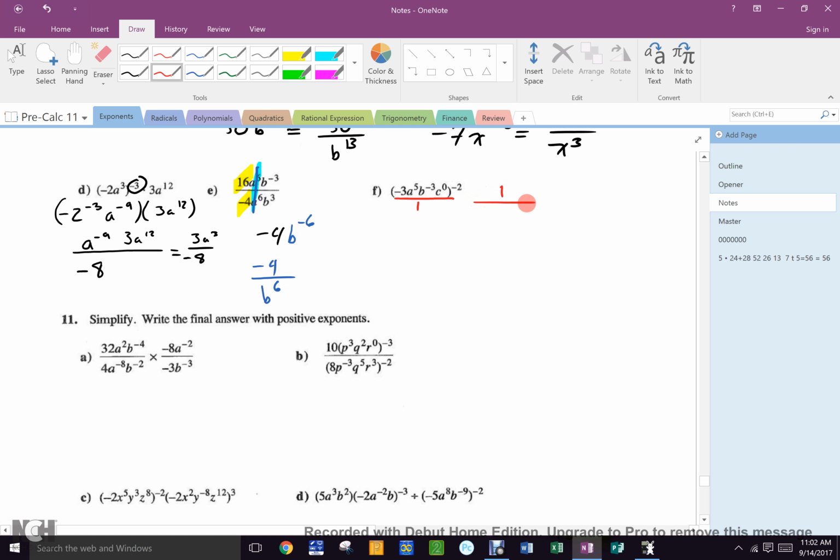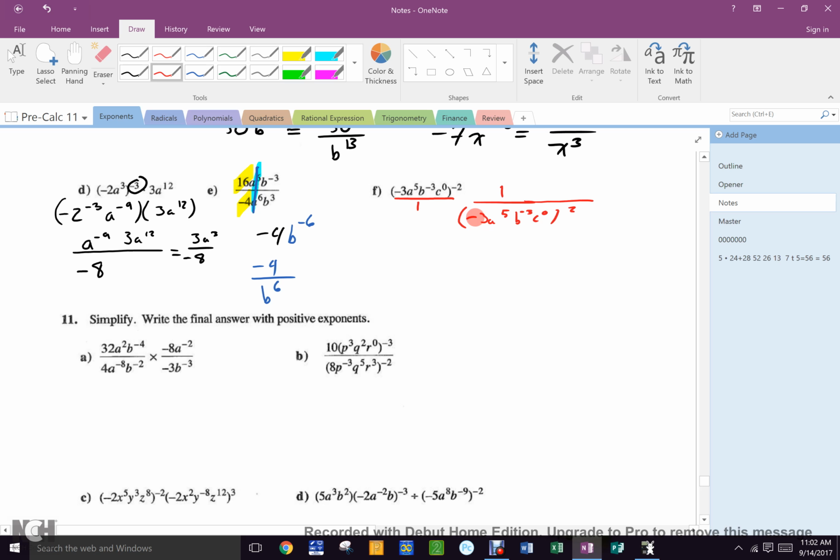Positive 2, because I reciprocated. Now, does that positive 2 affect that negative 3? What does it give me? What is negative 3 squared? Not negative 9, just positive 9. 2 and 5 is a to the 10th. 2 and negative 3 is b to the negative 6. 2 times 0 is 0, right? And c to the 0 is 1.